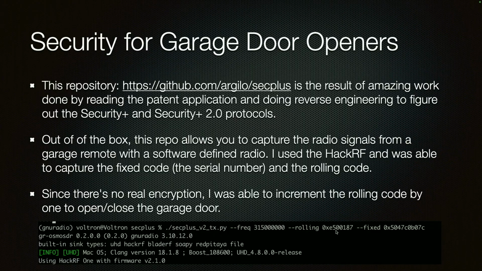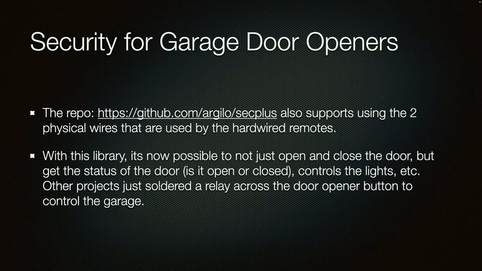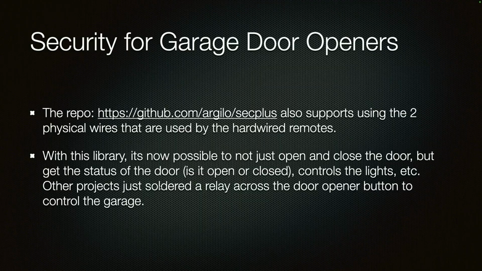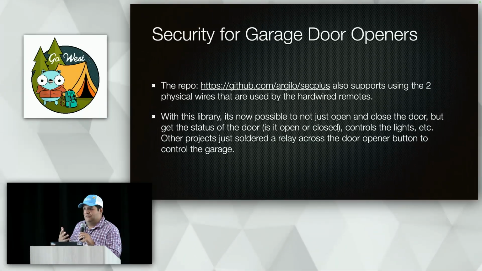Yep. So the rolling number is the number that keeps getting incremented by 1. Once I captured this fixed code, that's the serial number, and I have this rolling code, all I have to do is add 1, transmit that, and open the door, which is what this command does here. It's a transmit command, and it will go and open the door. So much for encryption, right? So much for security, because this doesn't really work. Security 2.0 wasn't really encryption. It was just some special magic handshake that is really easy to reverse.